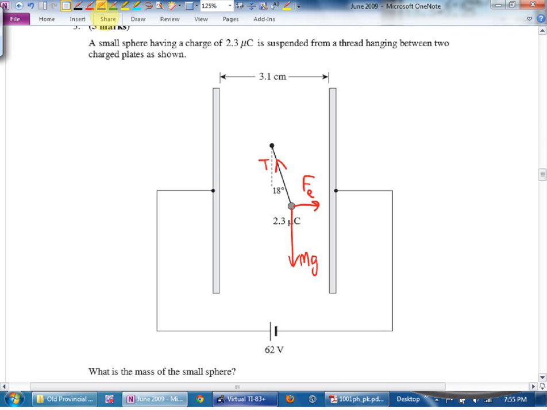I always draw the toughest one next. What's the toughest one? Tension. How do I know to stop right there and not go any further? I know my third force is exactly horizontal. It goes like that. Oh, and I'm pretty sure this is 18 degrees.